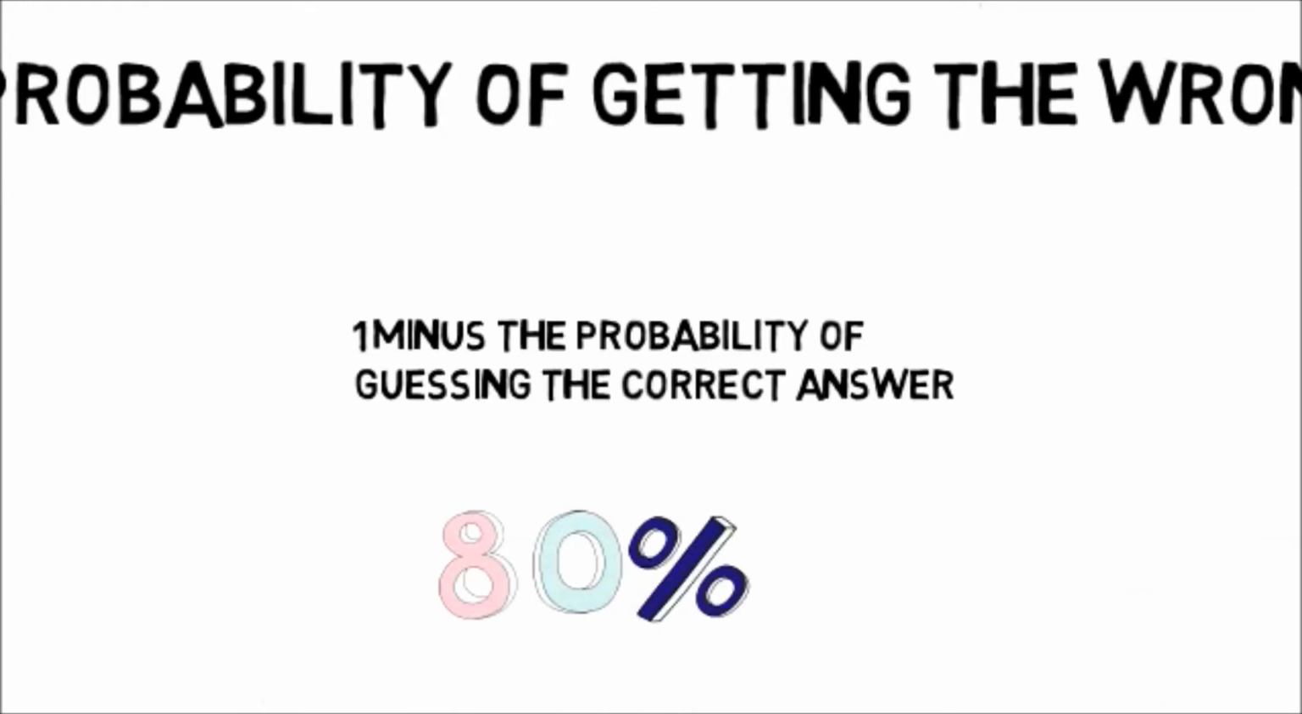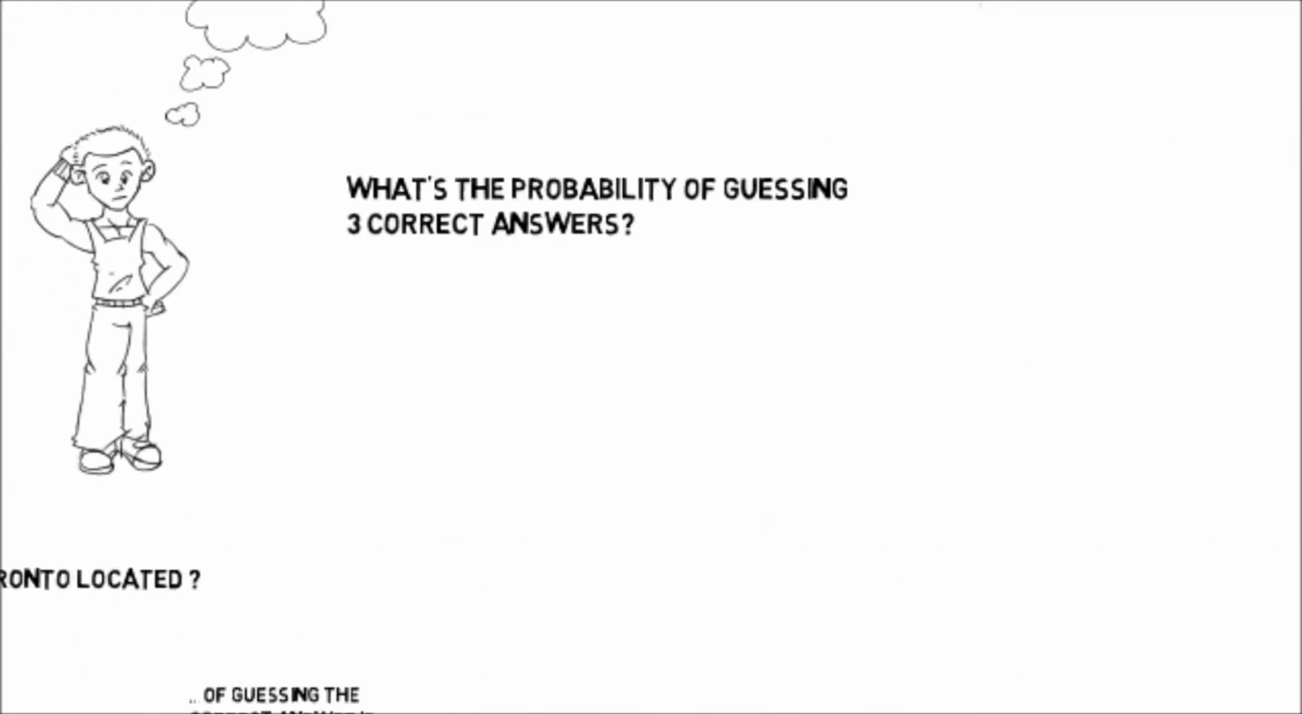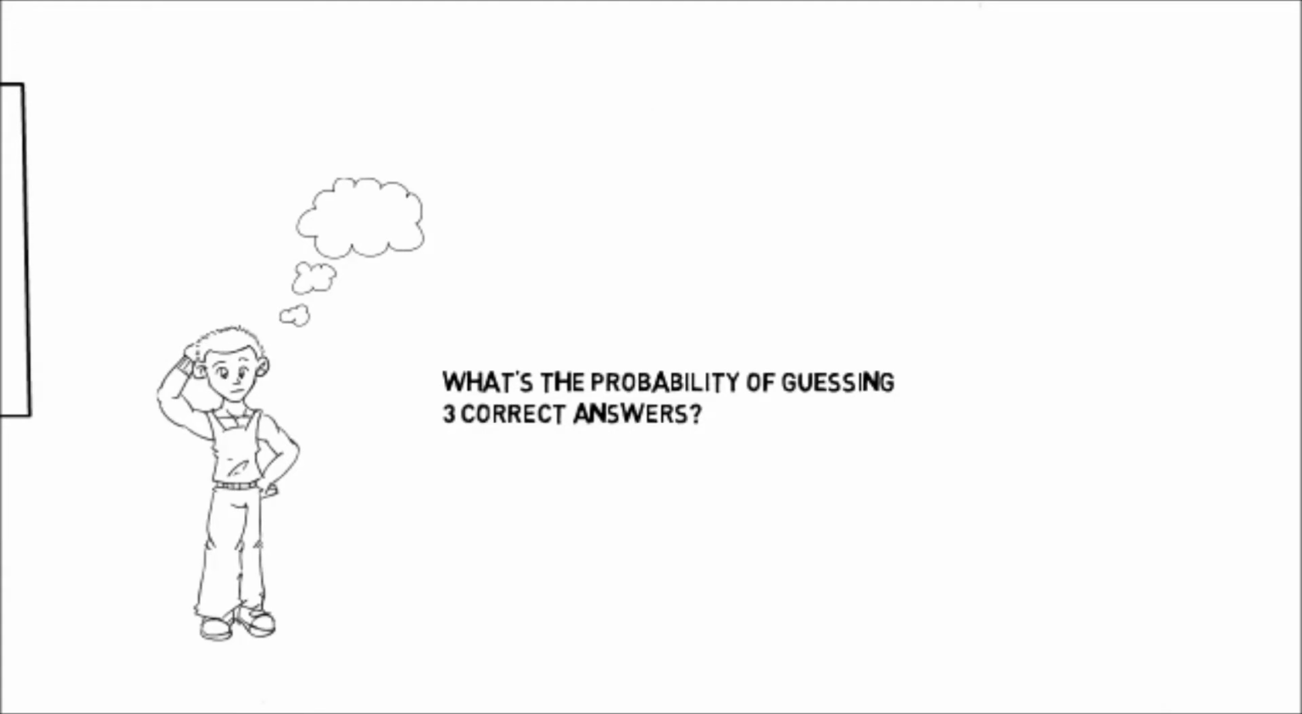Now, this was easy, but let's go back to the original question. We want to know the probability of guessing 3 correct answers out of the 4 questions, and we know that each question has 5 answers, where only one of them is correct. We can resolve this problem by using the binomial distribution in Minitab, because all the requirements for the binomial distribution are met. Let's review them.